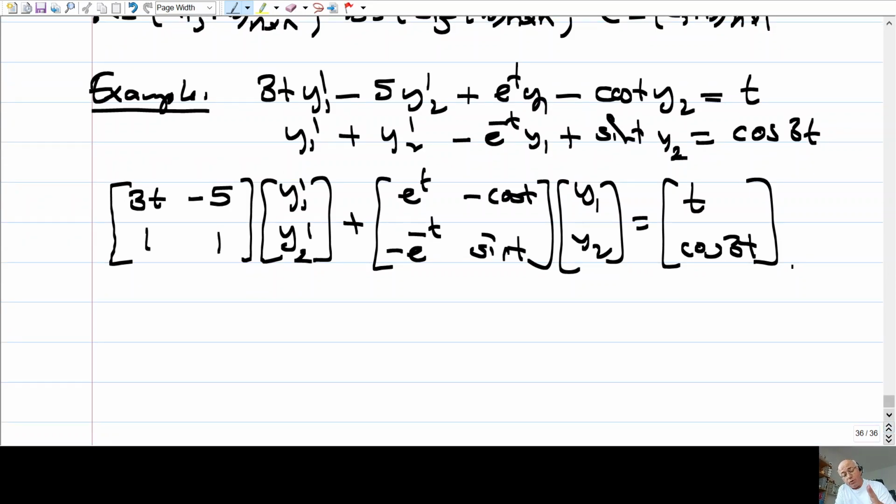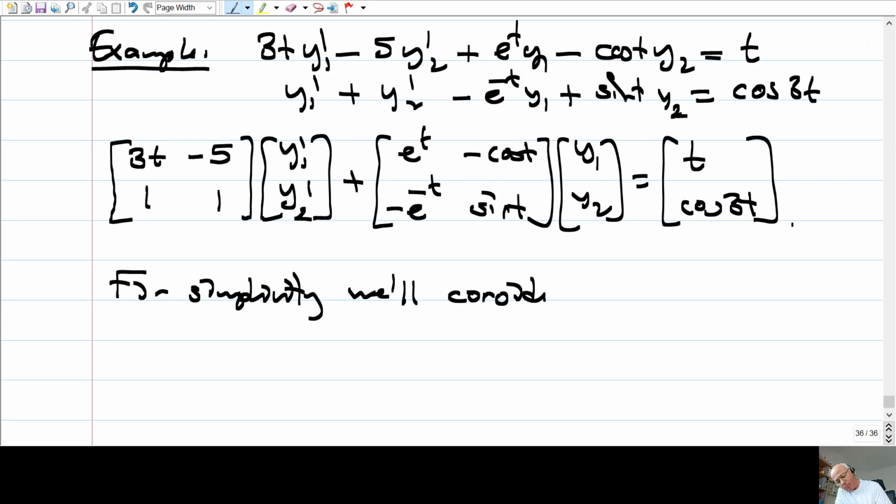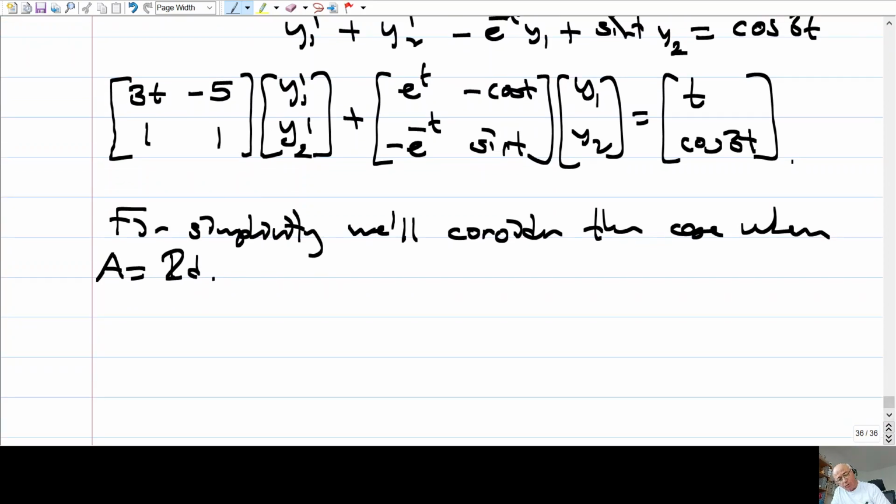However, we will consider actually a simpler case. Well, not actually, it is equivalent to this one, but it looks simple. We will, however, for simplicity, consider the case where A is just the identity. Okay, so what does this mean?